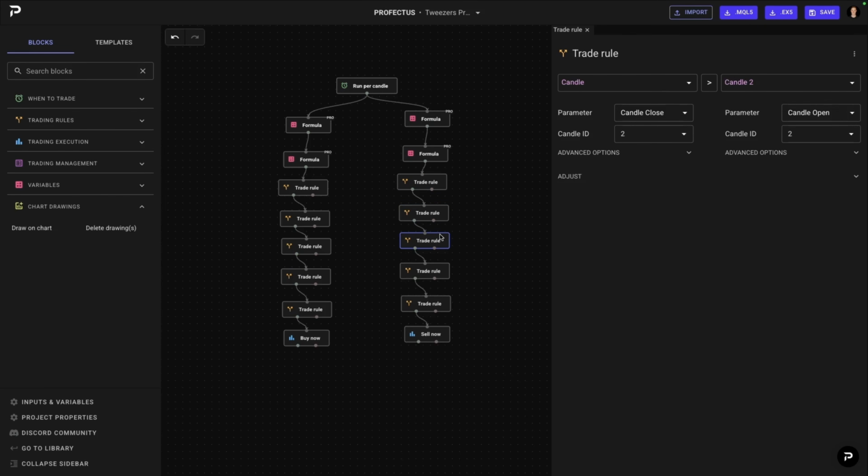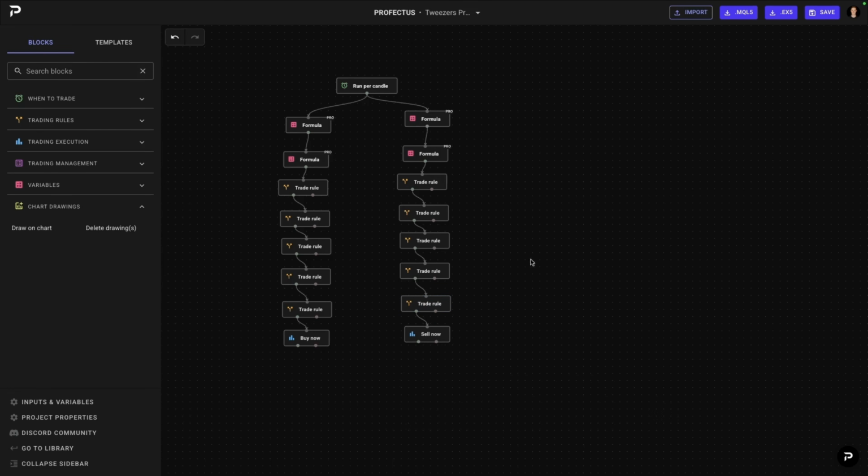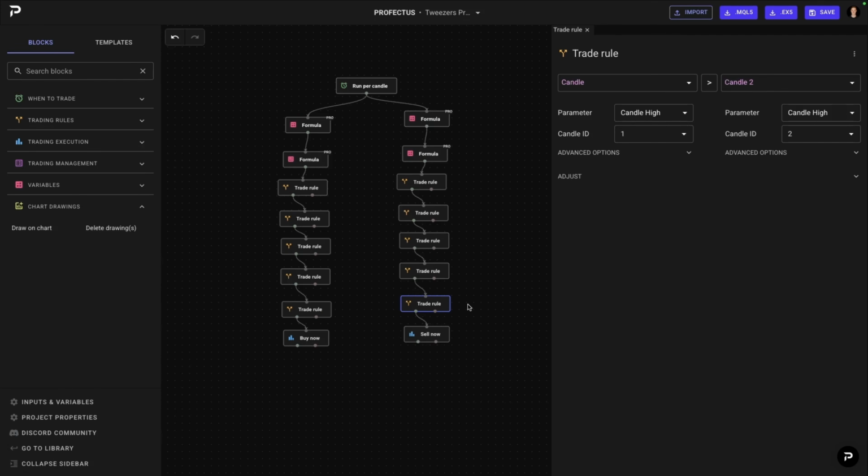Then you also want to check, is the candle close higher than the candle open? If yes, cool. Let's check this also for candle ID number 1. So the one candle has to be bullish and the other one has to be bearish. We also added this trade rule to simply check, is the candle high of candle ID number 1 slightly higher than that of candle ID number 2. So this is something you can also think for yourself. Do you want to keep this kind of block, or do you even want to add more specific rules to this tweezer top and bottom kind of price action pattern?